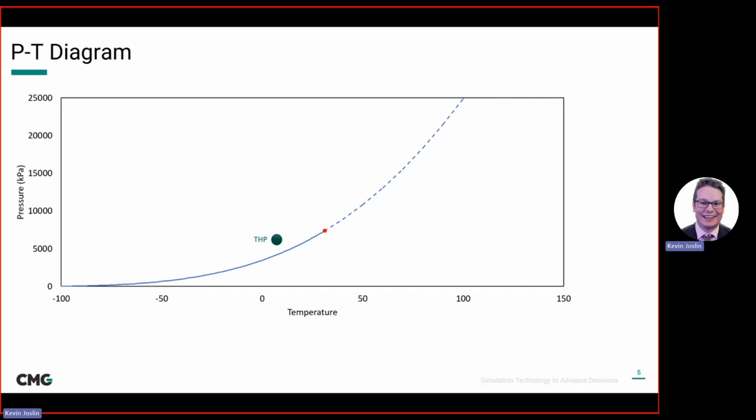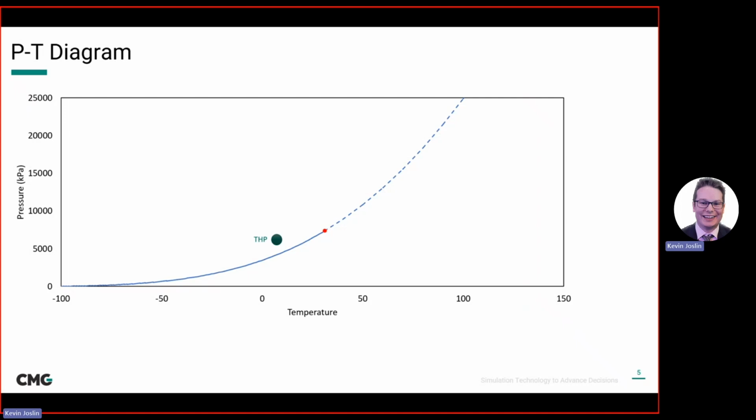On the screen here, we have a pressure temperature diagram for pure CO2. So pressure is on the y-axis and temperature is on the x-axis. The solid line represents the saturation line. To the left of the saturation line, we would be in the liquid region, and to the right of the saturation line, we would be in the gas region.